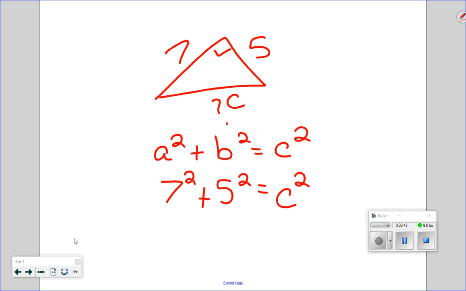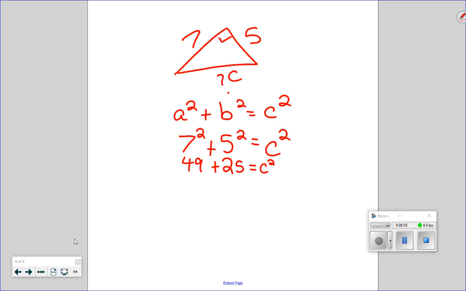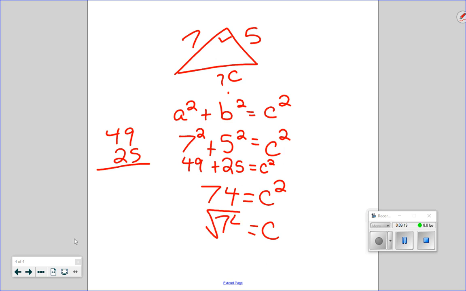We start doing our problem, exponents first. 49 plus 25 equals c squared. And then we add these together. If you need to get a calculator out or do it off to the side real quick, we end up with 74 equals c squared. And then what we need to do is take the square root. In order to figure out what c is, we need to know what times itself gives us 74. That means our answer needs to be the square root of 74.